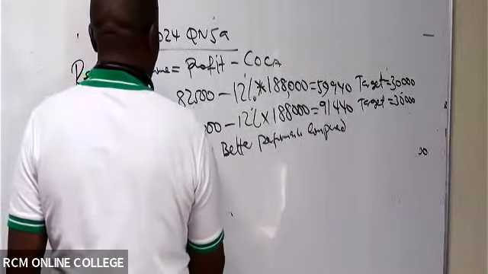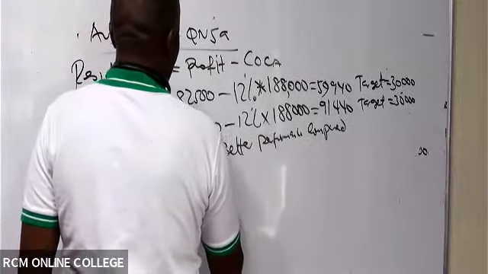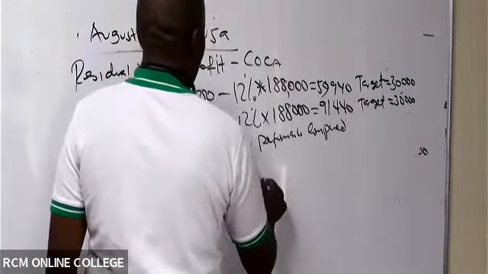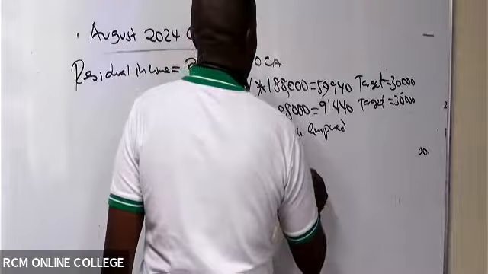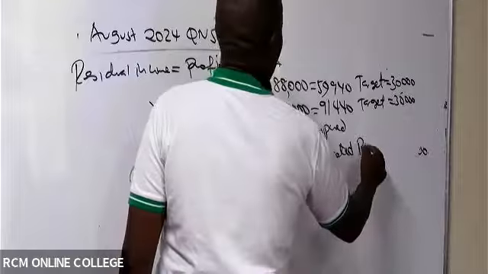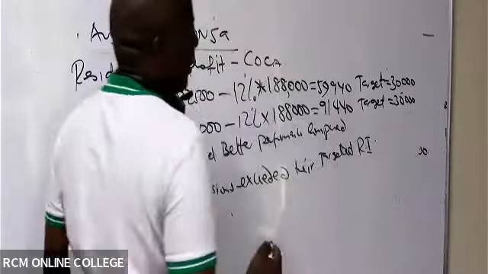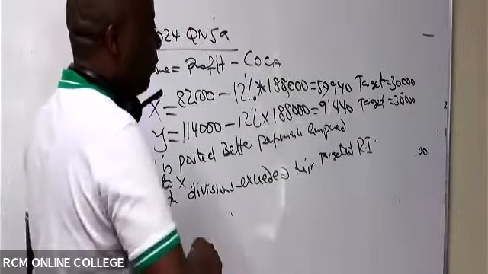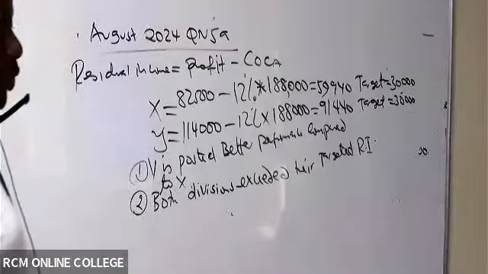Both divisions exceeded their targeted residual income. And then you say dash there, very good performance.